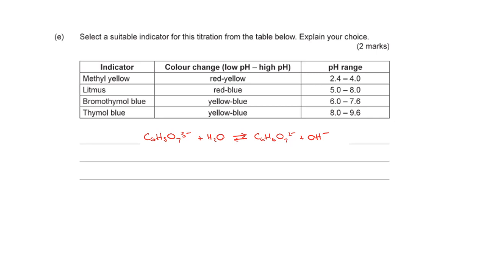So methyl yellow changes in acidic conditions, litmus changes at about pH 7, bromothymol blue is similar, thymol blue is clearly basic. That is your answer. So what you have to do is justify, choose thymol blue, and then show with the use of an equation the answer for that one.